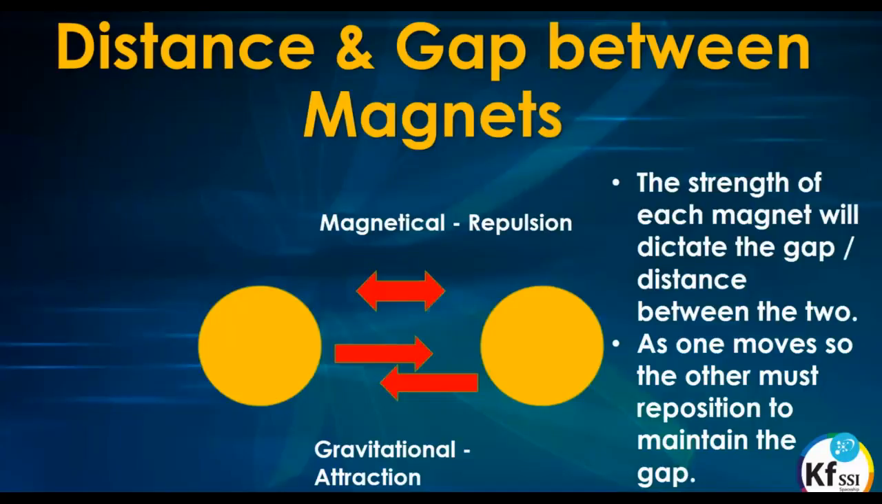So when the magnets repel each other, we call that magnetical, and when magneticals attract each other, we call that gravitational. And it's the strength of each magnet that will dictate the gap that they keep between them. And as you saw, as one moves, the other one just repositions and maintains that distance.